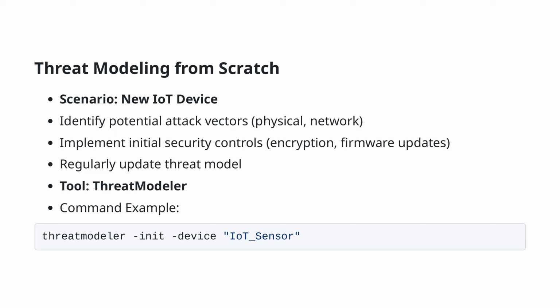For this process, we use the tool Threat Modeler. You can initialize your modeling with a command like sh-threat-modeler init device IoT sensor. This command sets up the initial parameters for the IoT device, aiding in the detailed modeling of threats and planning of defenses. Understanding and applying these foundational steps is key in securing new IoT devices from the start, thus ensuring they remain secure throughout their lifecycle.